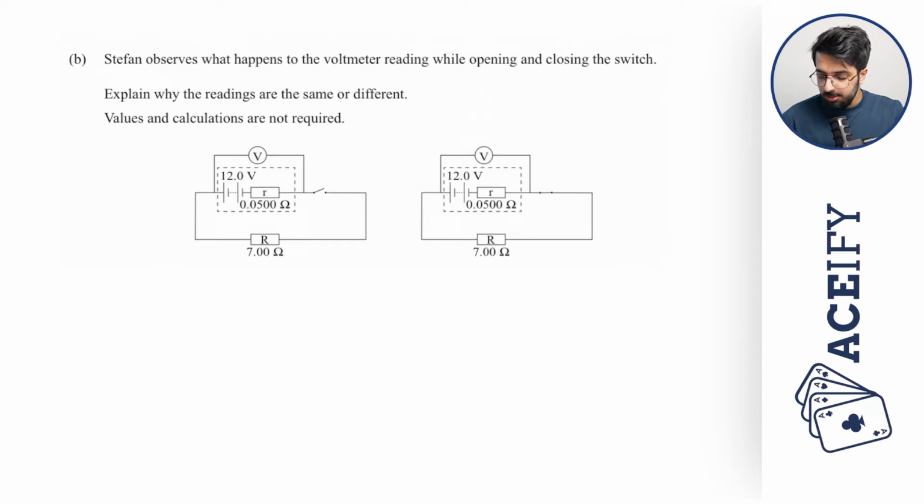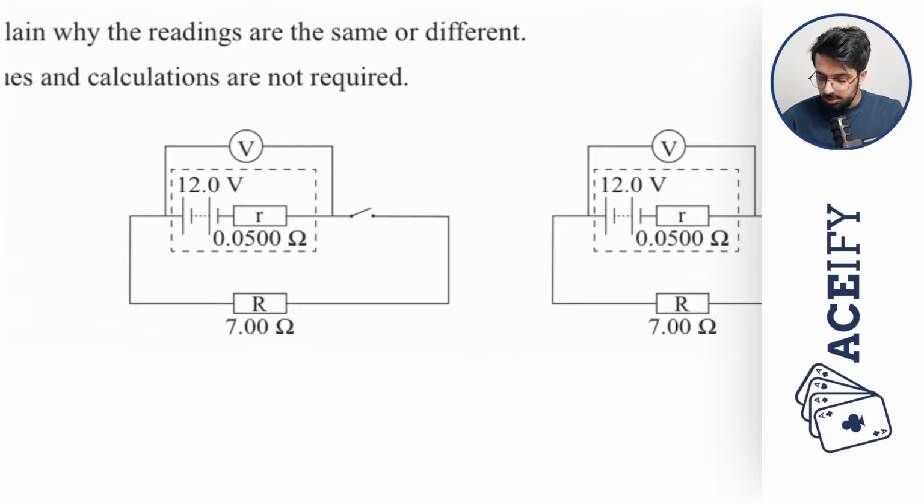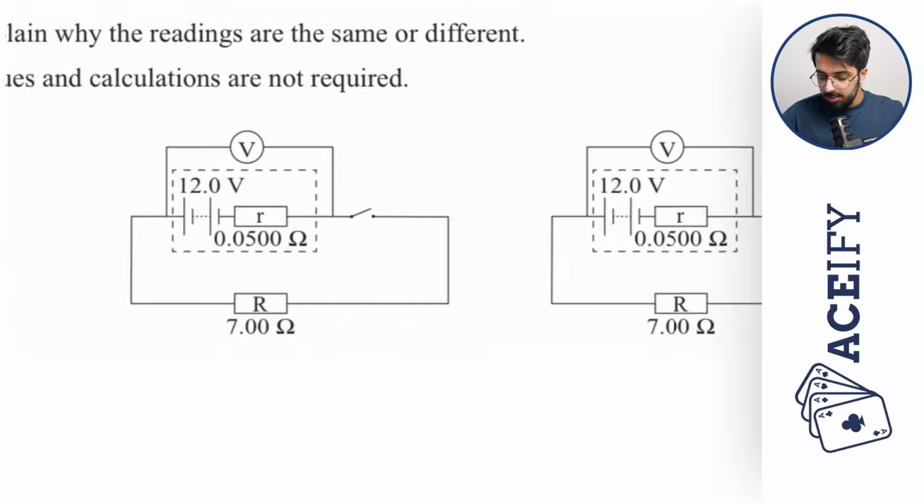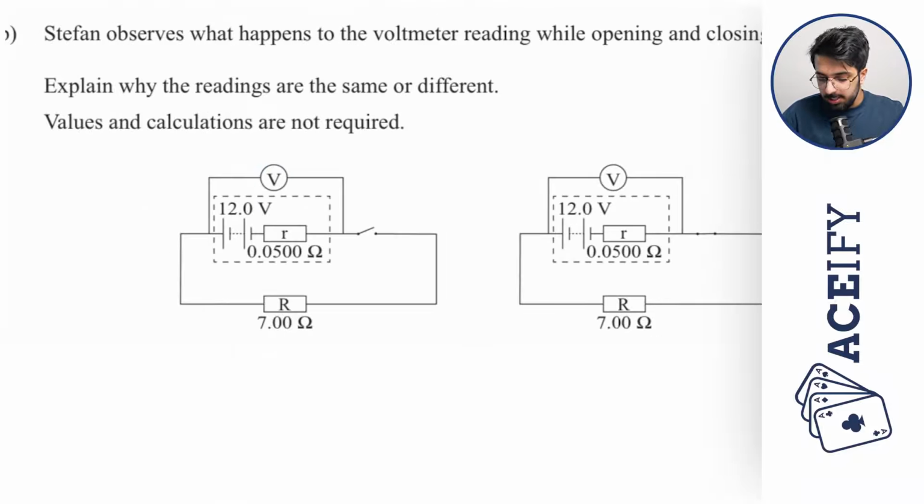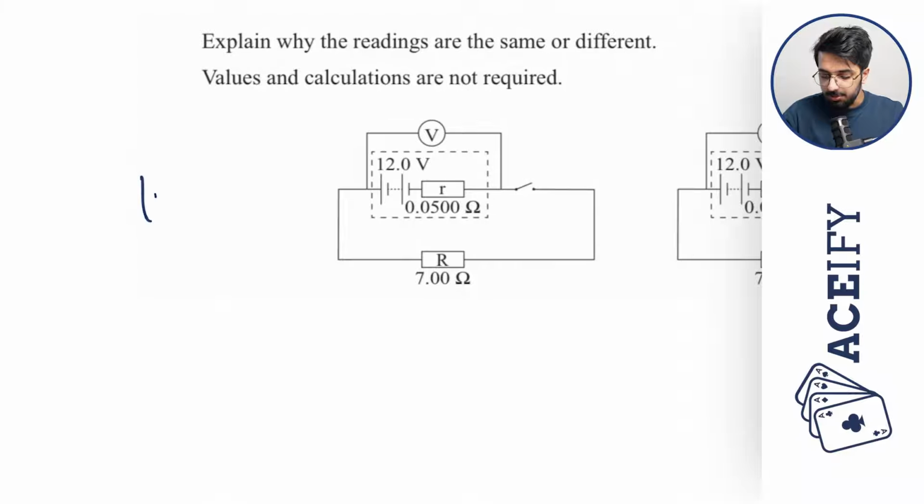Stefan observes what happens to the voltmeter reading while opening and closing the switch. Explain why the readings are the same or different. Values and calculations are not required. Alright, so when the switch is open, that is when no current is flowing because we have an open circuit. And so therefore, the reading across the voltmeter is going to be the EMF of the battery. And so that is going to be 12 volts.